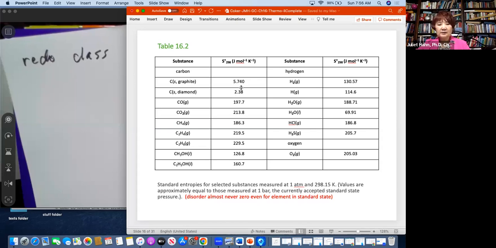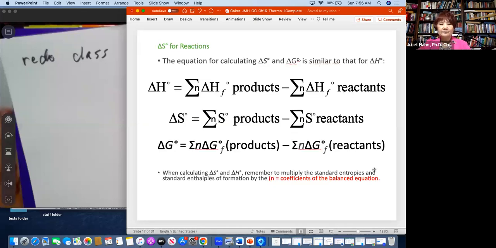Elements like carbon, also not 0. But here's a table of entropies, and you know what you're going to do with a table of entropies. You're going to develop an equation for a reaction based on your little table there. So here's an equation for how you would get the enthalpy of a reaction, the entropy change of a reaction, the free energy change for a reaction. And the equation is pretty much the same for all three.